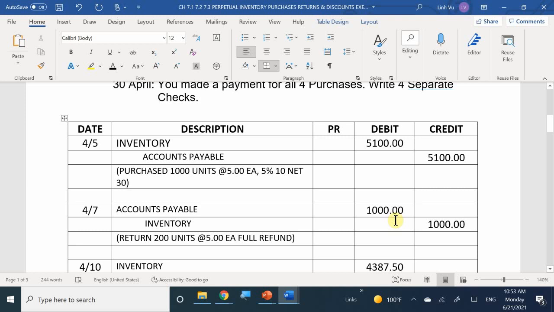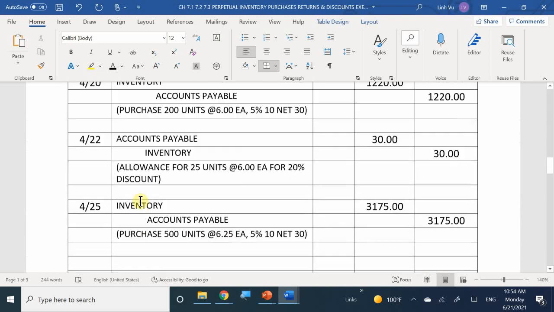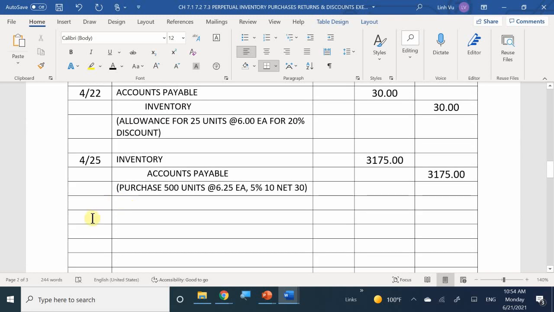Now, question here is, did I make the terms? Did I make the discount period? No, I missed it, because they gave me 10 days, so I had until the 15th. I already missed it. So in this case, I have to pay it in full for the 4,100. So again, April 30th, we're going to make a payment. How am I going to reflect or journalize a payment?